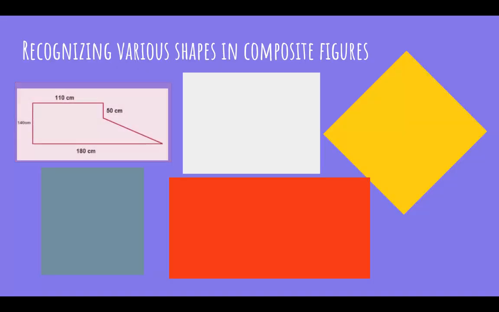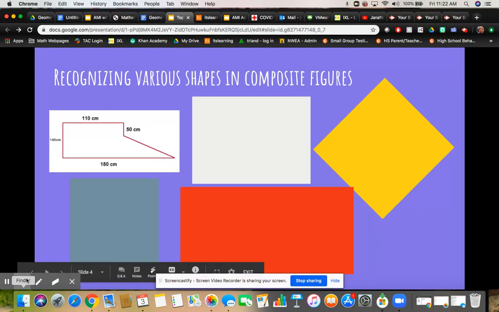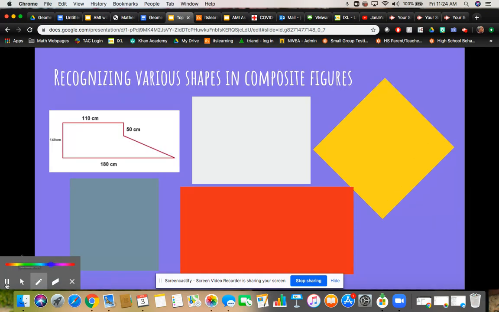So the first one, we have something that looks like a boot. All right, so we have a figure here that looks something like a boot. Well, it looks like it's composed of what looks to be a rectangle and a triangle. So this figure is made up of a rectangle and a triangle.